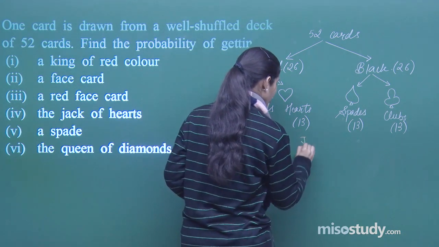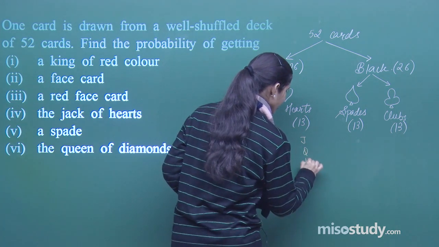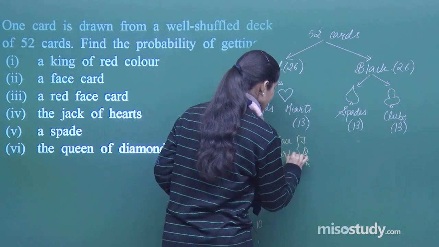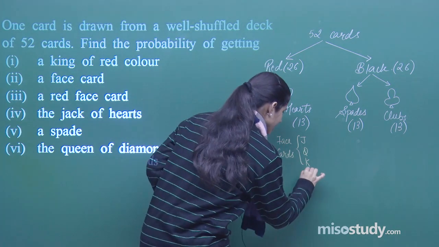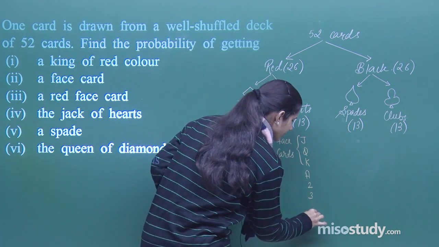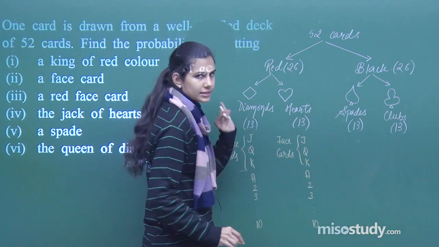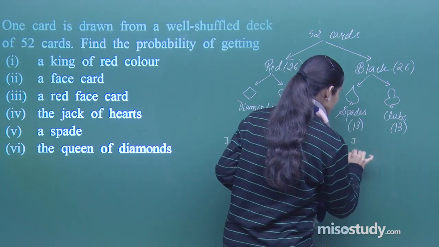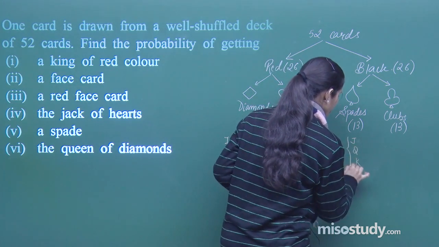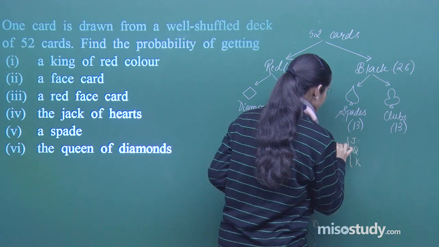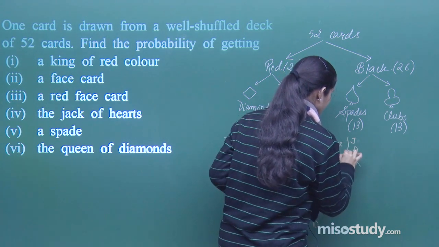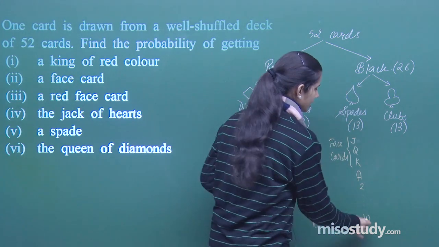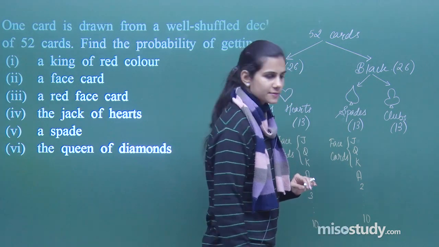Similarly, you have Jack of hearts, Queen of hearts, King of hearts. Again, these are my further 3 face cards. And then you will have Ace, 2, 3, 4, 5, 6, 7, 8, 9, 10 of hearts. So these are my 13 cards of hearts. Similarly, you have Jack, Queen, King of spades. These are again my face cards in spades. And then you have Ace, 2, 3, 4, 5, 6, 7, 8, 9, 10 of spades.